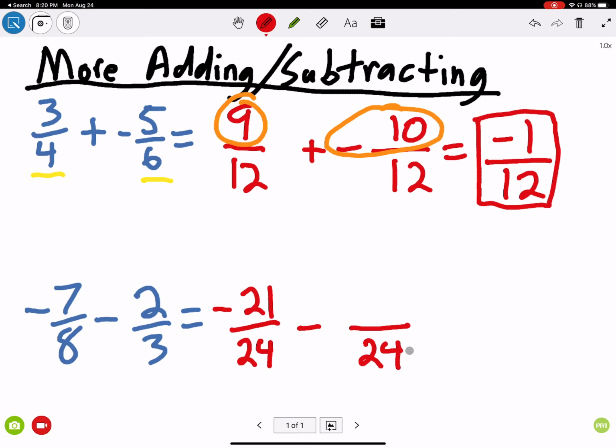Well, 3 goes in 24 how many times? 8. And 2 times 8 is 16. Negative 21 minus 16 gives me what? It gives me negative 37. Okay? You do not need to change this to a mixed number. You can leave it this way.